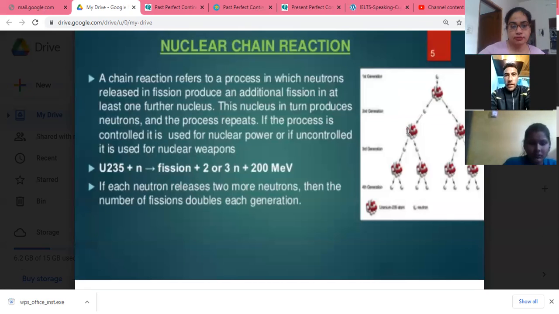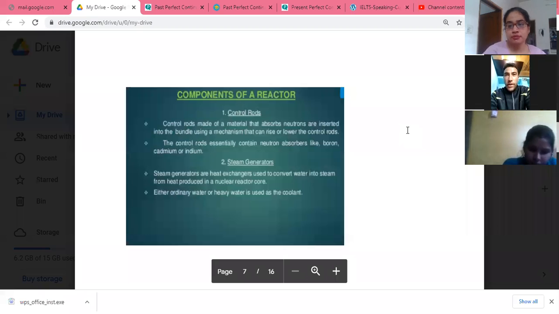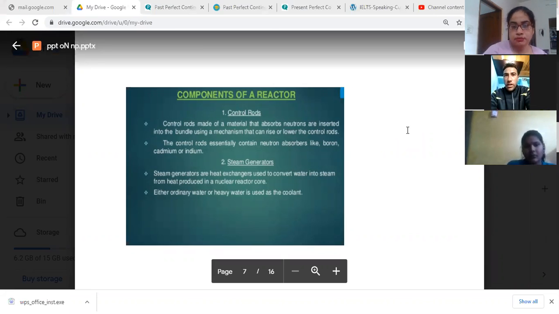The components of a reactor. Here are the components of a reactor. The first one is control rods. Control rods made of a material that absorbs neutrons are inserted into the bundle using a mechanism that can raise or lower the control rods. The control rods essentially contain neutron absorbers like boron, cadmium, or indium.